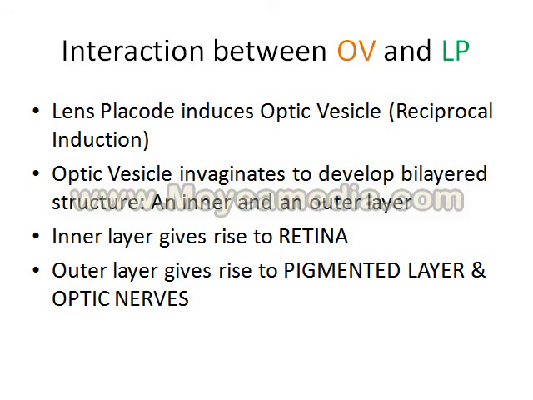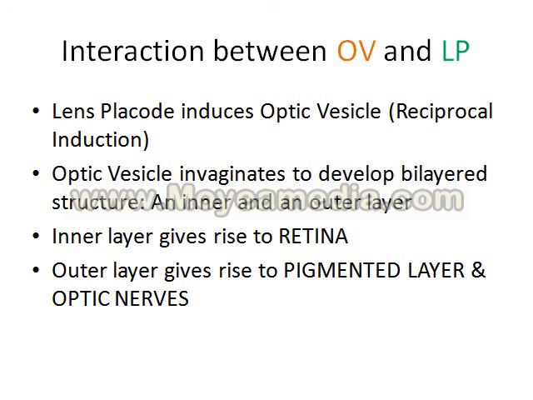Once the lens placode has been formed, they both interact. Lens placode and optic vesicle interact. Initially, the optic vesicle induced the lens placode. Now there will be a reversal: the lens placode will induce the optic vesicle. This is termed reciprocal induction.